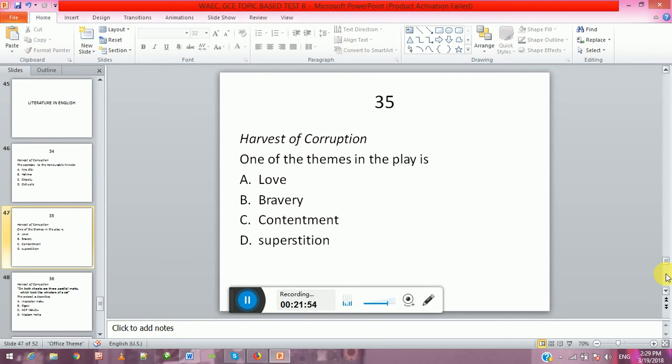Harvest of Corruption. One of the themes in the play is A, love, B, bravery, C, contentment, D, superstition.